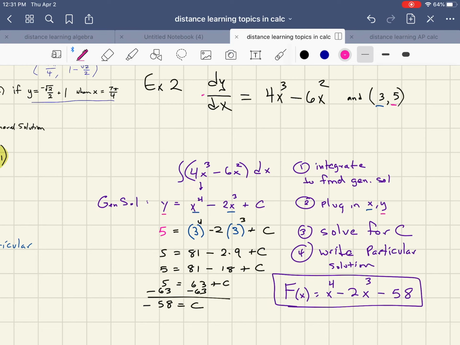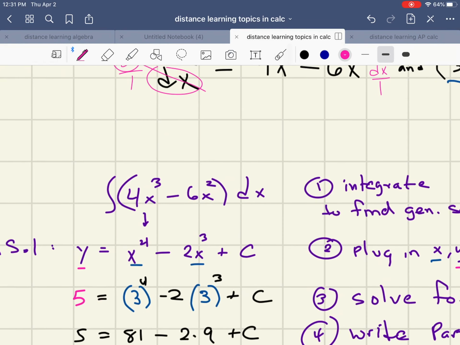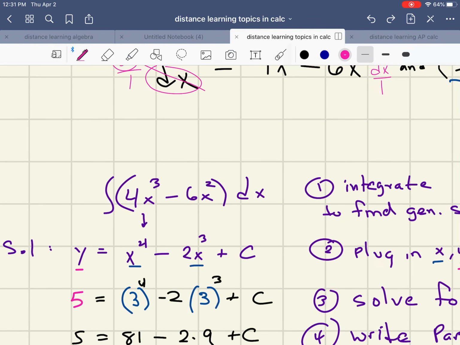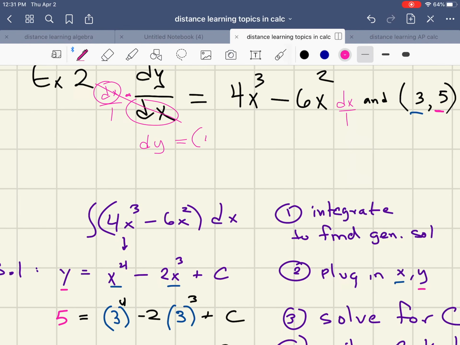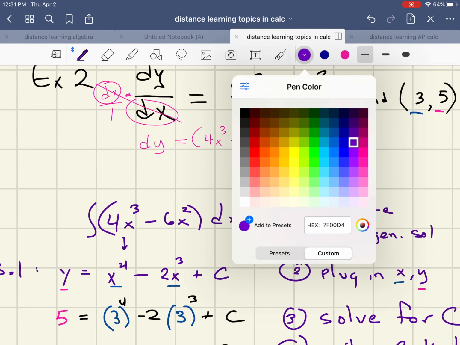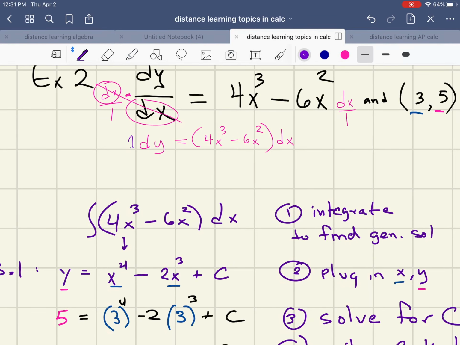So one thing that I like to explain to people for this type of problem is that I want to get rid of this dx. So I'm going to treat it as if it's a variable. So I'm going to multiply both sides by dx over 1, essentially canceling these dx's. And I end up with dy equals 4x cubed minus 6x squared dx.